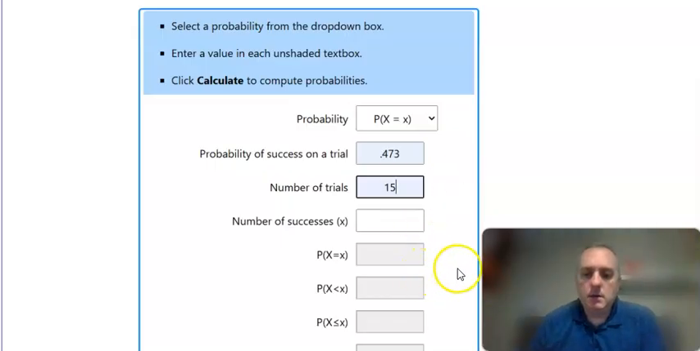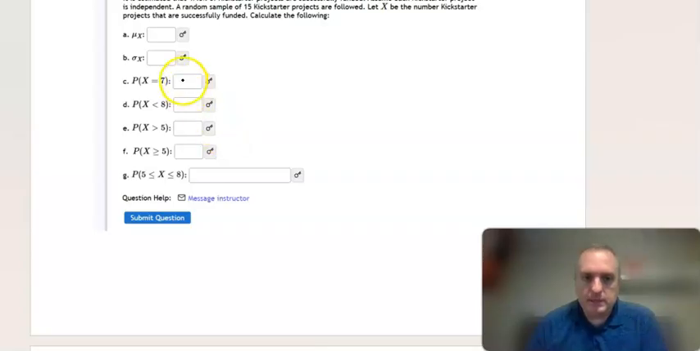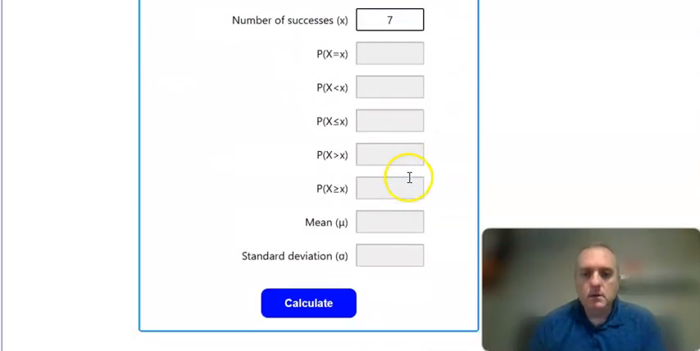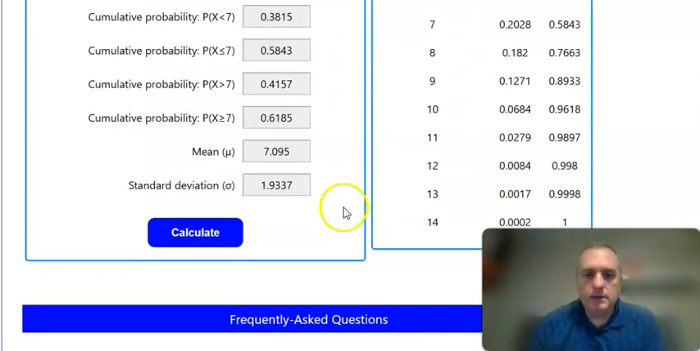And from the problem, the first thing that it's asking for is the probability that exactly 7 of the choices were selected. So let me put in 7 for my x. Scroll down and calculate.